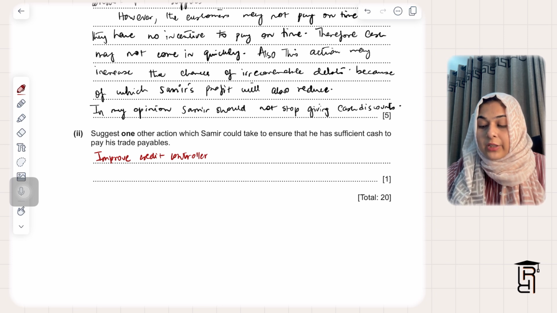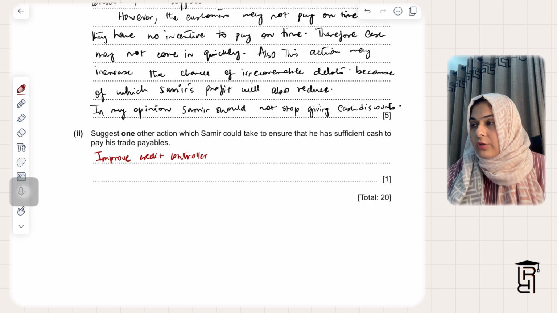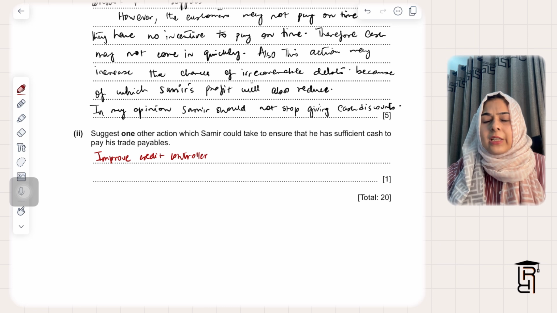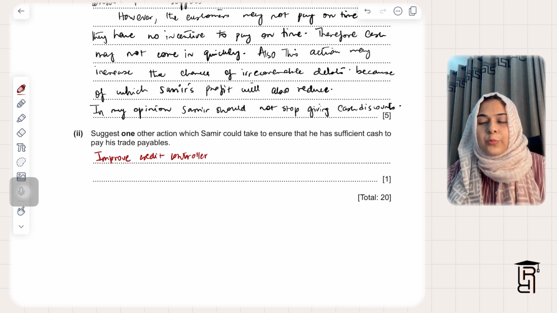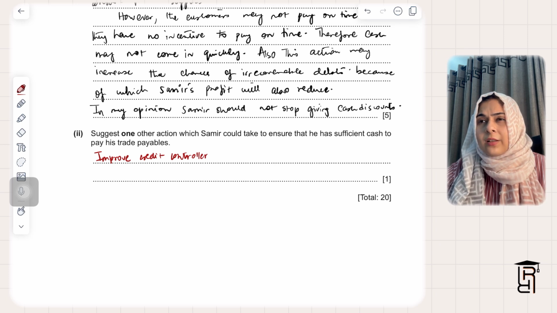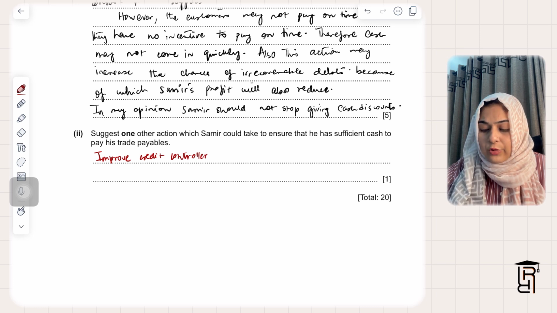One other action through which Samir can ensure that he has sufficient cash to pay his trade payables. There's one more way. He can also introduce more capital in the business. So when he introduces more capital, the double entry will be bank debit, capital credit. This will just improve his cash flow. Also, he can take a long-term loan or a short-term loan. So even then, that will also improve his cash flow. He'll have more cash for paying his trade payables.